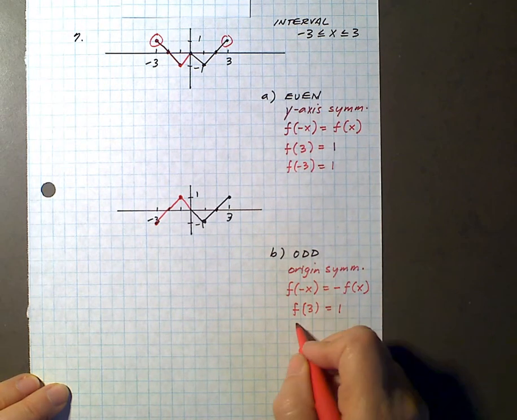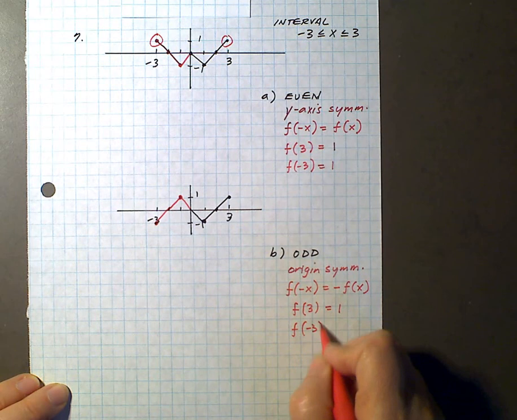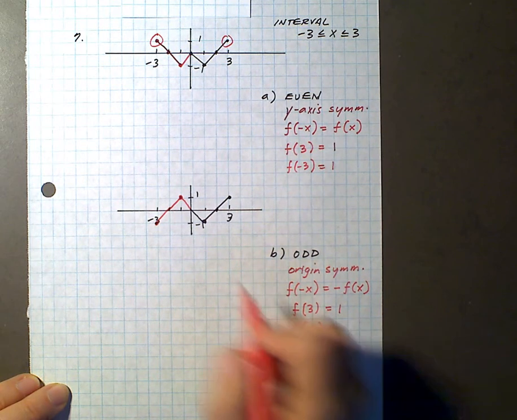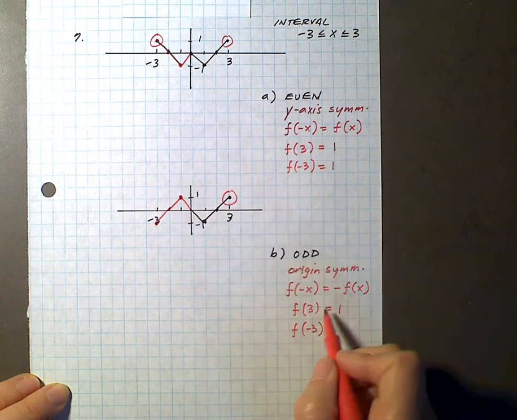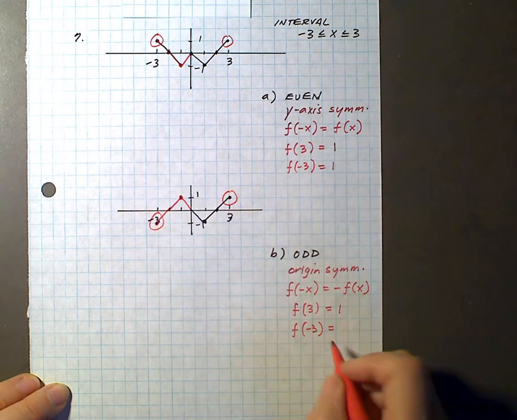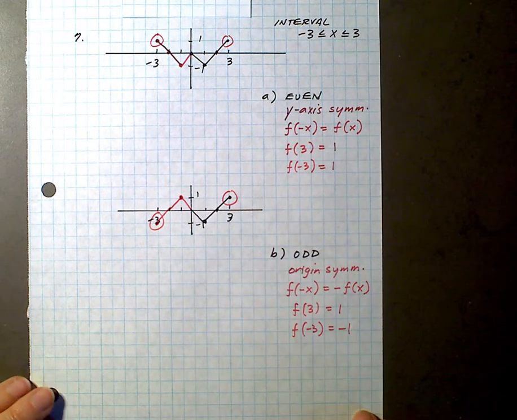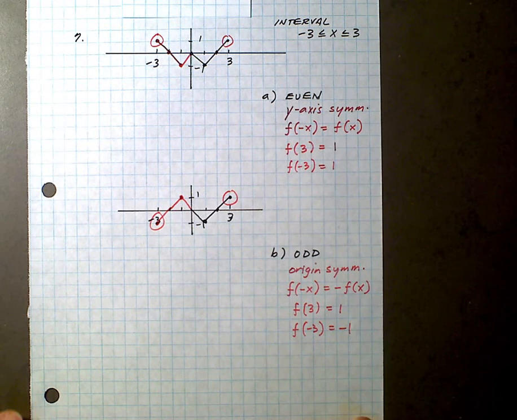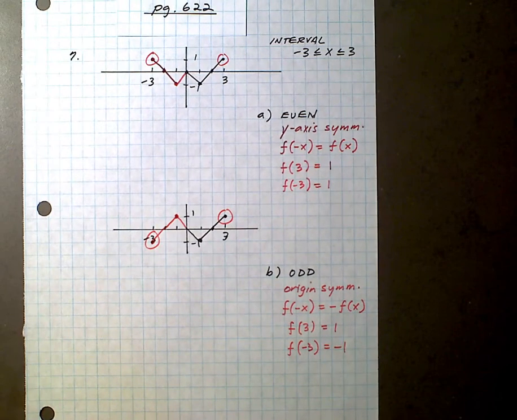And when I put in the opposite, I should get the opposite result. So where f of 3 was 1, f of -3 is -1. So there it is, finished as an odd function. And that's it.